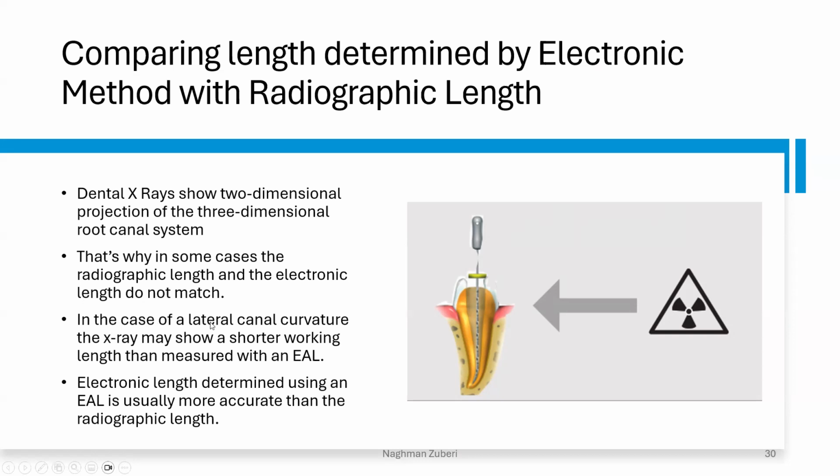In the case of a lateral canal curvature, the X-ray may show a shorter working length as compared to what you have measured using the electronic device. Electronic length determined using an EAL is usually more accurate than the radiographic length. Nowadays, the best method is using EAL and relying on it. But before you proceed to use it, it is always advisable to practice, practice, and practice.